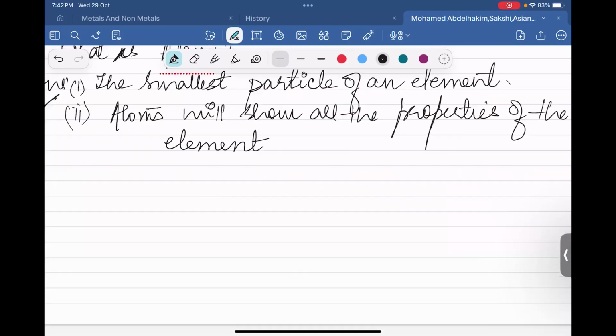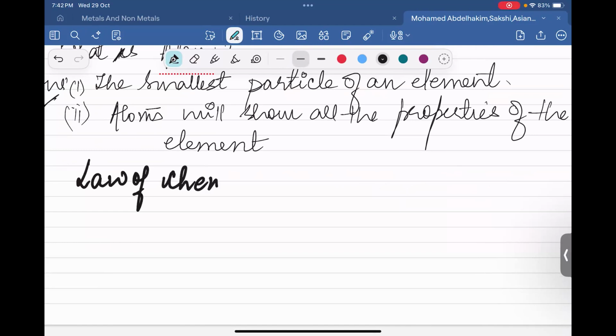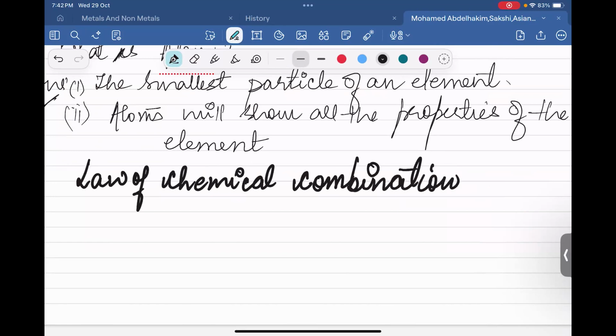Okay, moving ahead toward the laws of chemical combination. This is the very first topic of this chapter. It is very important. You can get an MCQ or a short answer question. Might be a short answer question. Your teacher will ask, I think.